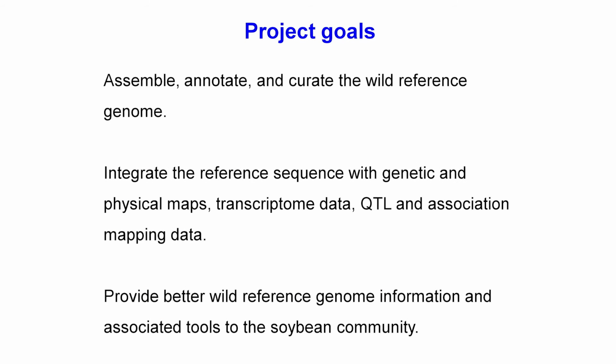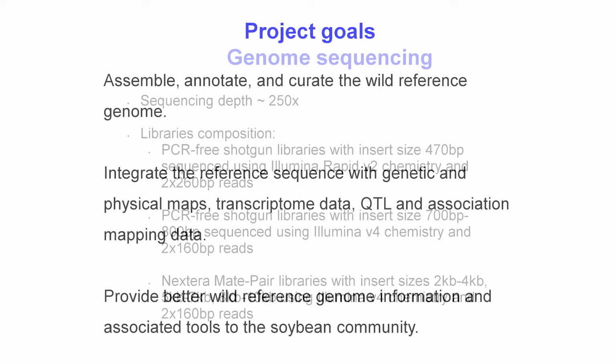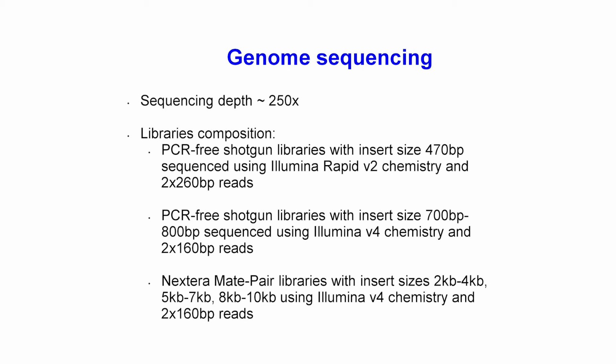The project goal is to assemble, annotate, and make a reference genome for soybean, and integrate all the sequences, especially genetic and physical maps, transcriptome data, and mapping data to improve the assembly and give this better assembly to the soybean community. Because at present there is no complete reference genome for a wild soybean available in the world.